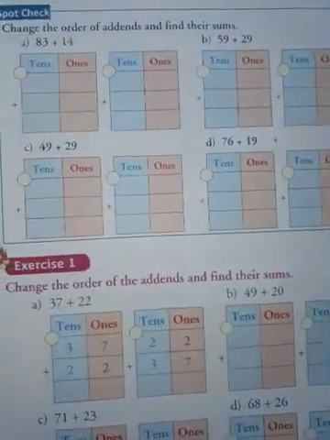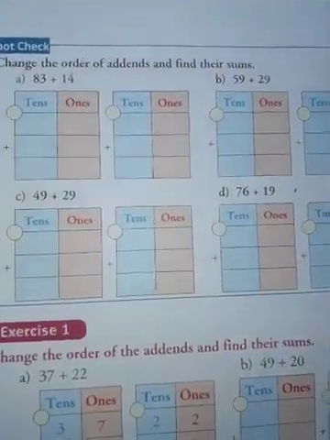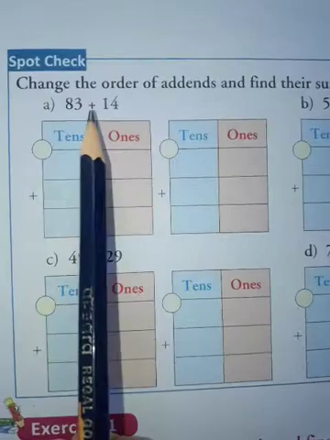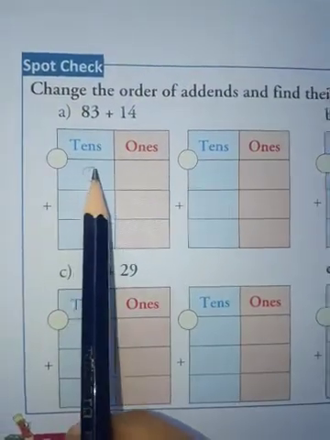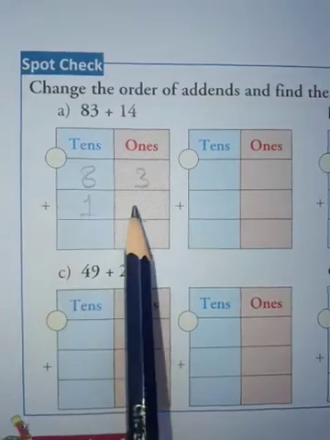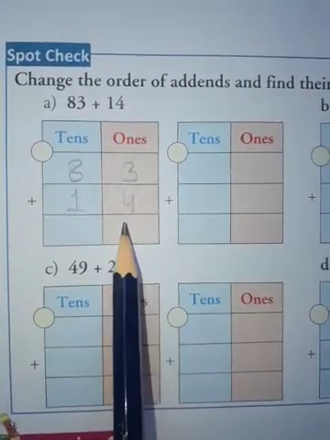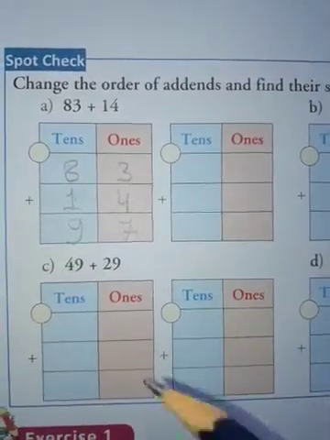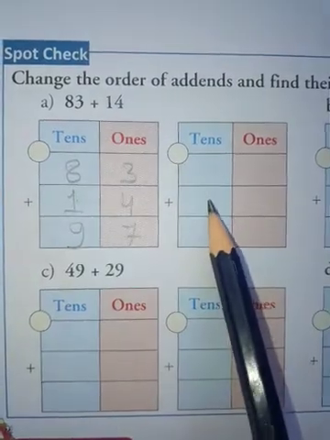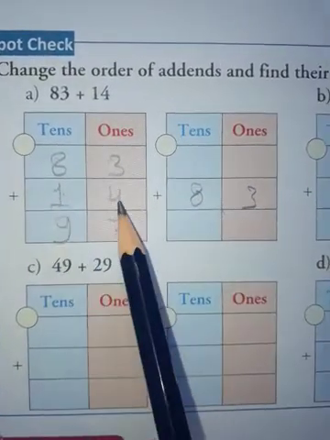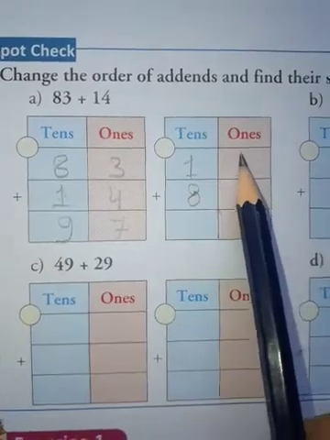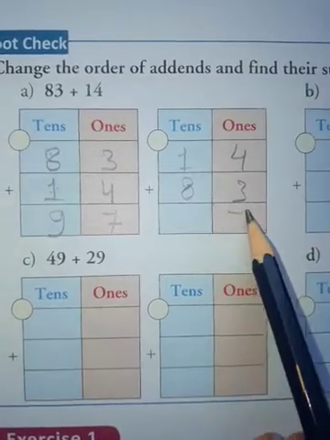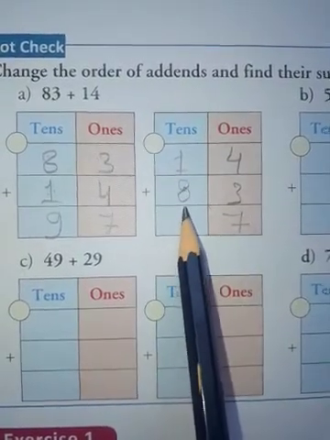Here are some questions, so practice it. Spot check: change the order of addends and find their sums. 83 plus 14. First of all, you write 83 and 14. 3 plus 4 is equal to 7, and 8 plus 1 is equal to 9. And here you change the order. 83 was in the first place, so you write 83 in the second place. 14 was in the second place, you write in the first place. Okay, now you add 4 plus 3 is equal to 7, and 1 plus 8 is equal to 9.